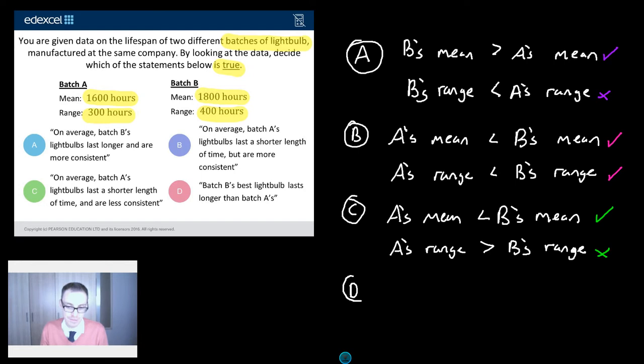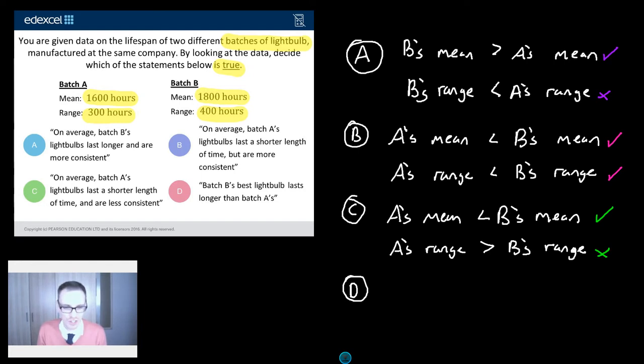Now here's my favourite one. Take a deep breath. Get ready for this. Batch B's best light bulb lasts longer than batch A's. Now, you will be tempted to say that this is definitely true. And indeed, it could well be true. But is it definitely true?